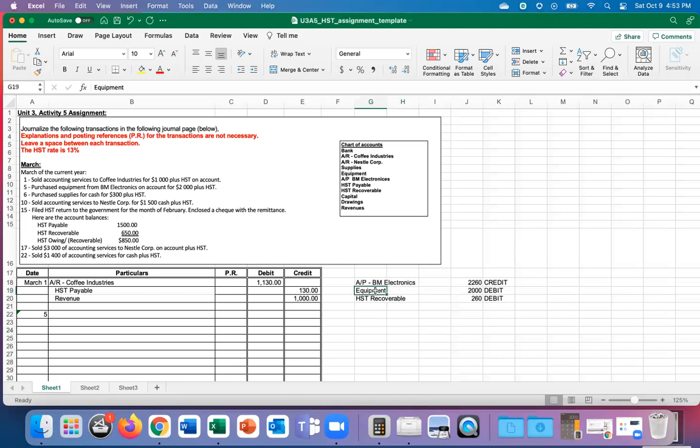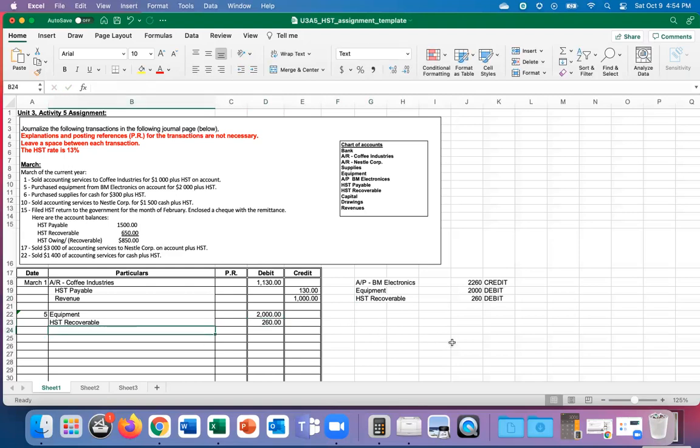So the first debit, or first part of the transaction that we're going to put in, is the equipment. Again, I'm just going to copy and paste it over. The amount is 2,000, and that'll go in our debit side. And then our other debit is the HST recoverable. So we'll copy and paste that and put that in there. Also a debit, $260, as we said.